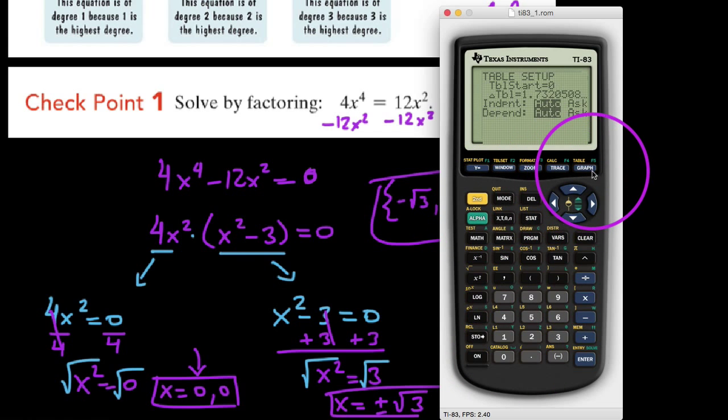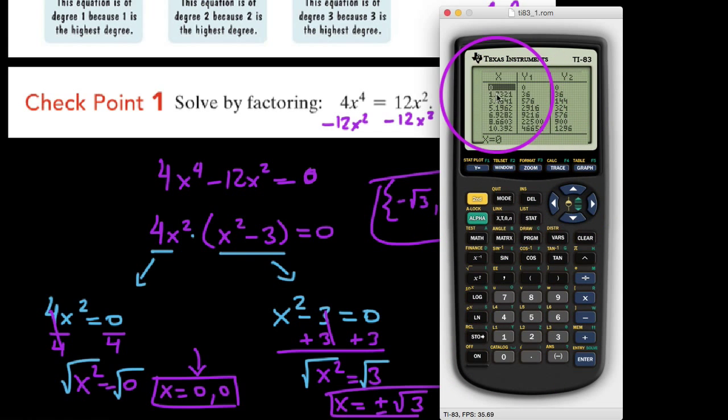And I'll go back to my table. But you can see at positive square root of 3, which is about 1.7 there, we both are at 36, at a height of 36. And likewise with negative 1.732, which was this other square root we found here, they're both at 36.